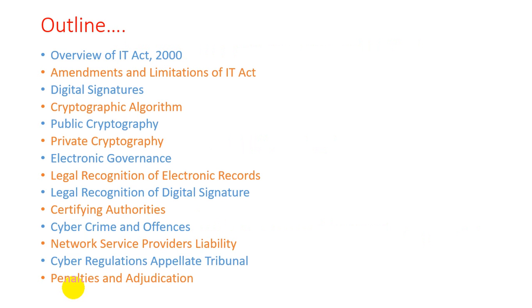amendment and limitations of the I.T. Act, importance and limitations of the I.T. Act, digital signature, which is the most important concept in unit number 2, as well as what a digital signature is and how it has become a trend nowadays, cryptographic algorithms, public cryptography and private cryptography, electronic governance where our data should be stored in soft copy or in a soft manner, legal recognition of electronic records, legal recognition of digital signatures, certifying authorities, cybercrime and offenses, network service provider or NSP liability, cyber regulations, appellate tribunals, and the last thing, penalties and adjudications.